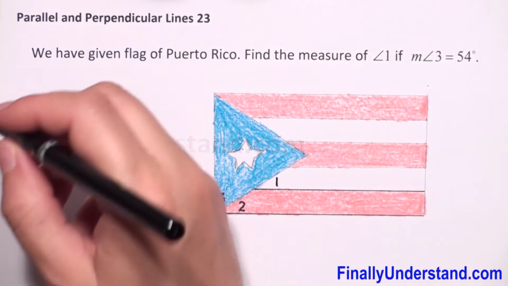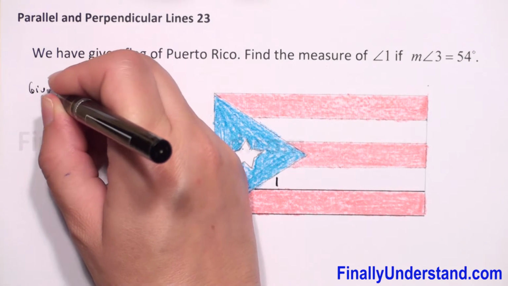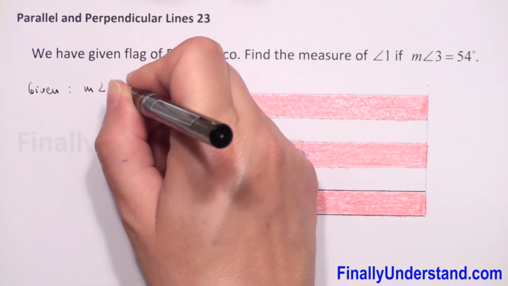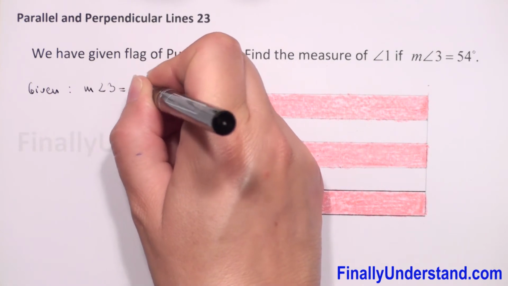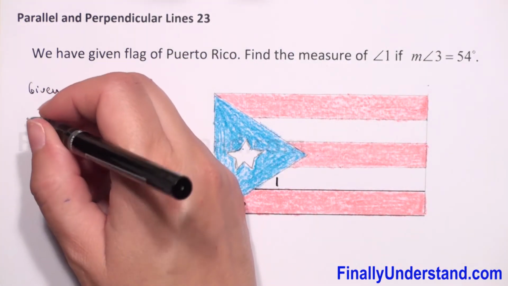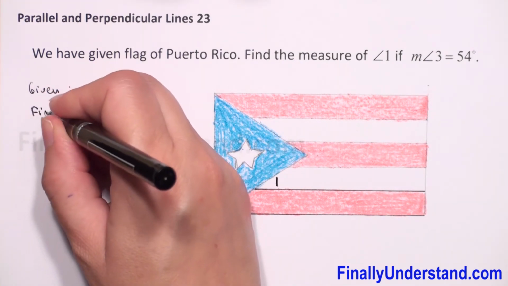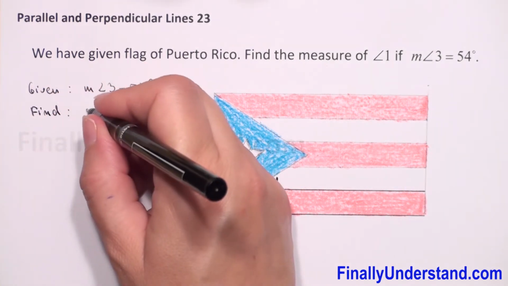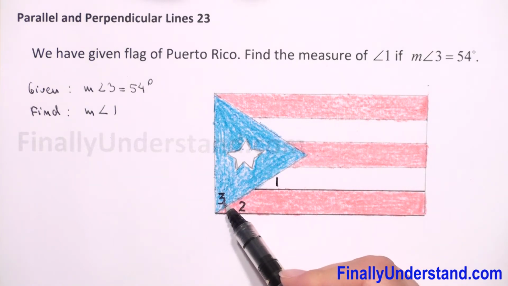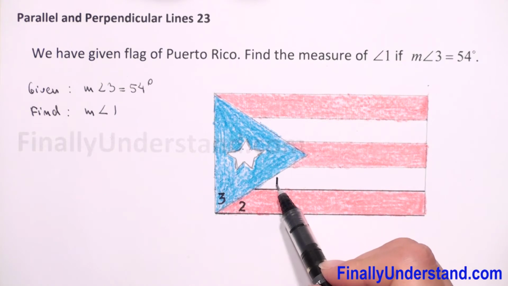So let's write this. We are given that the measure of angle 3 is 54 degrees, and we have to find the measure of angle 1. Let's look at our diagram. We have the measure of angle 3 given, and we need to find the measure of angle 1.